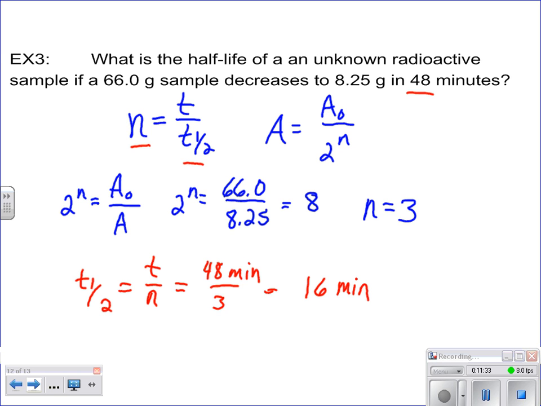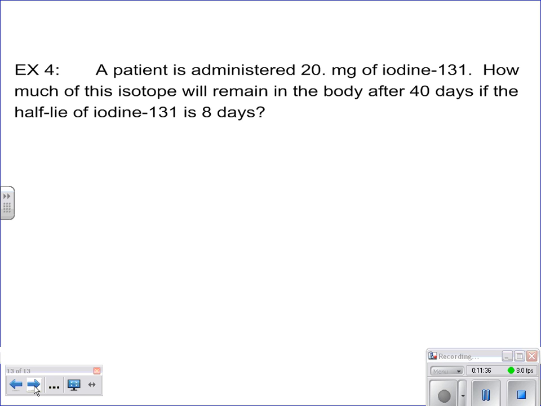Okay, we have one more. And in this case, we see that a patient is administered 20 milligrams of iodine-131. How much of this isotope will remain in the body after 40 days if the half-life of iodine-131 is 8 days? So our formulas, and we are looking for how much will remain. So we are looking for A, but we don't know what our n is yet. We have to go ahead and calculate that first.